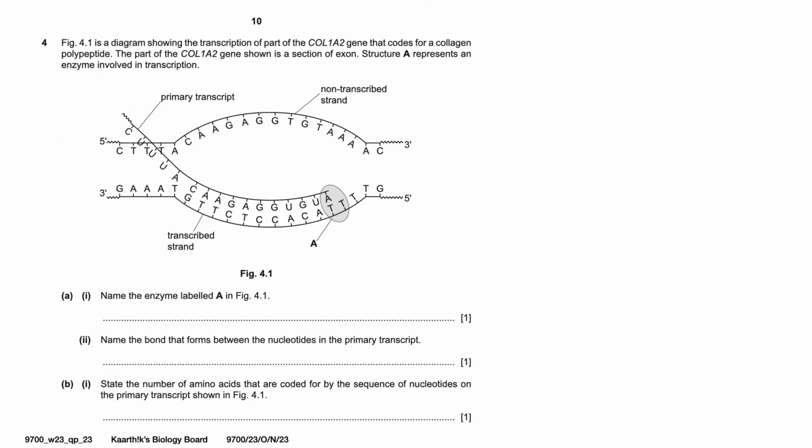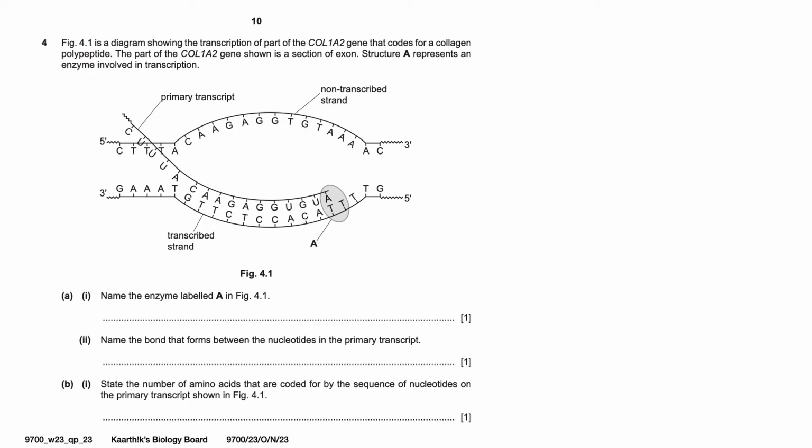Moving on to the fourth question. Figure 4.1 is a diagram showing the transcription of part of the COL1A2 gene that codes for collagen polypeptide. The part of the COL1A2 gene shown is a section of exon. Structure A represents an enzyme involved in transcription. So the first question, A1: name the enzyme labeled A in figure 4.1.